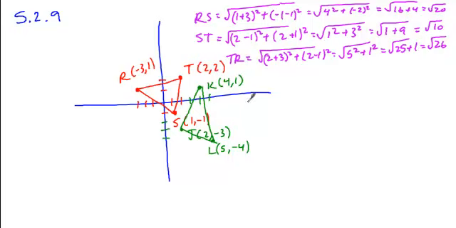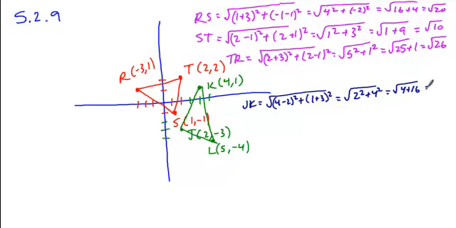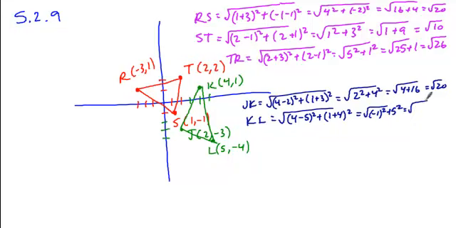So let's try the other triangle. We have JK, square root of, again, difference of their x's, 4 minus 2 squared, plus difference of their y's, 1 minus a -3 squared, gives us 2 squared plus 4 squared, or root 20. Okay, if we take KL, that is equal to the square root of, again, difference of x's, 4 minus a 5 squared, plus 1 minus a -4 squared. When I simplify, I get -1 squared plus 5 squared, 1 plus 25, or root 26.